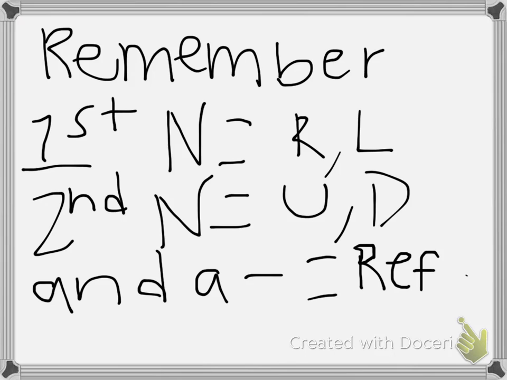So just remember that in cases, the very first number is going left or right, the second number is going up or down, and if there's a negative in front of the first number, it's reflected, and the right or left would be the second number, and the up and down would be the third number.